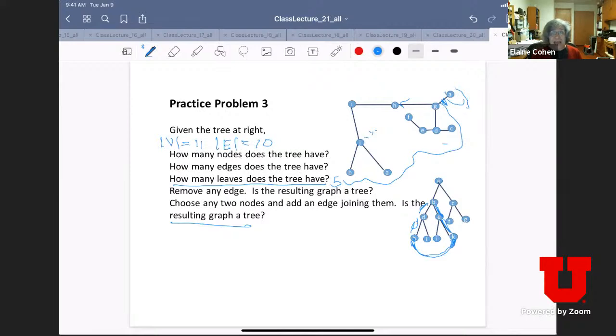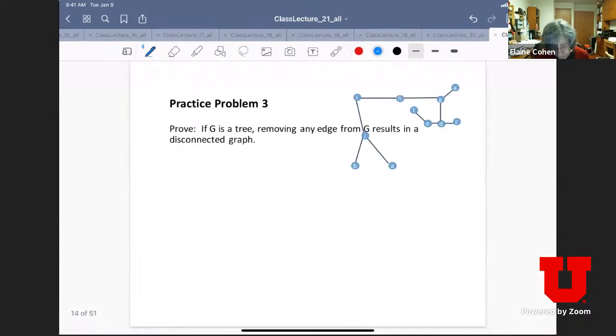So if you add any edge, you must keep it simple. If I take two vertices, nodes that are not connected by an edge, not connected by a path of length 1, and I add the edge between them, I have added a loop. We're going to have a theorem on that in a little bit. Okay. So here's the theorem. If G is a tree and I remove any edge from G, then I get a disconnected graph.